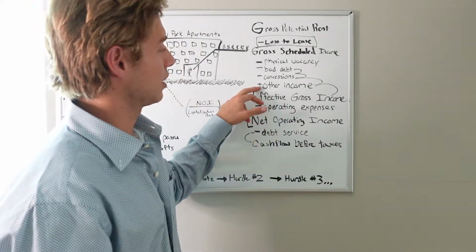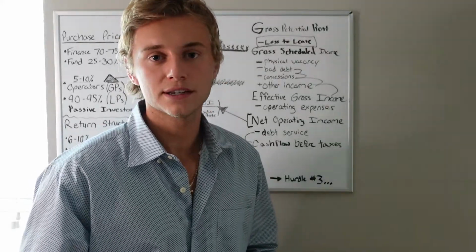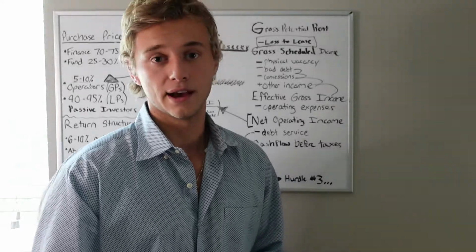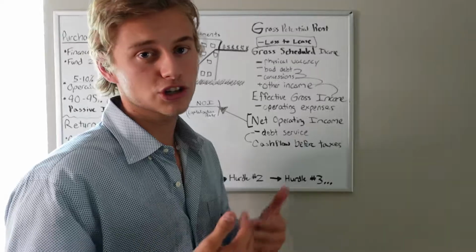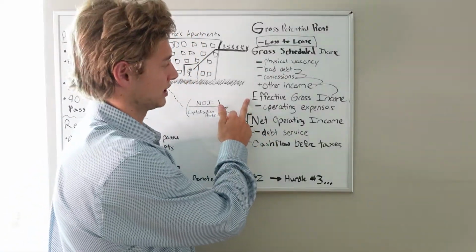But then you add in other income. Think of things like application administration fees. Maybe you have storage units that you charge per month. Maybe you have coin laundry that you charge. It's money coming in that's in addition to your rental payments. And then from there you arrive at effective gross income.